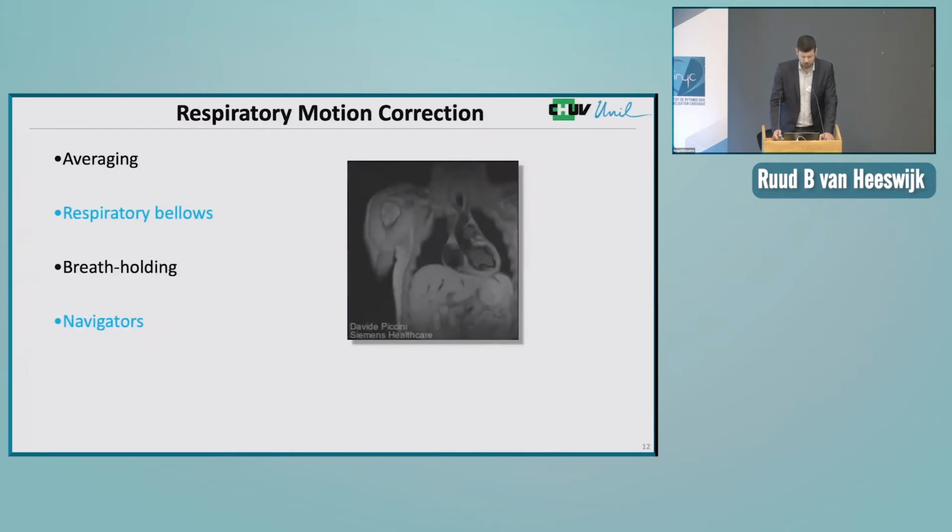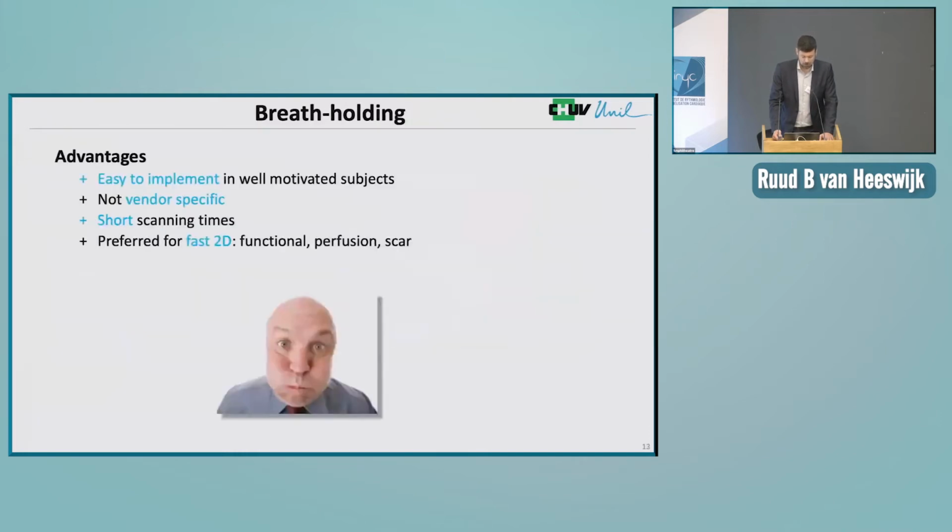Then we also need to get rid of that respiratory motion. And this can be done a whole bunch of ways. You can do averaging, so you just acquire your signal multiple times, and your motion artifacts from respiratory signals will just average out. You can use respiratory bellows, so a belt around you, and then use the signal from this belt to guide your acquisition. You can just hold your breath, and you can use navigators, so you can use some kind of MR data.